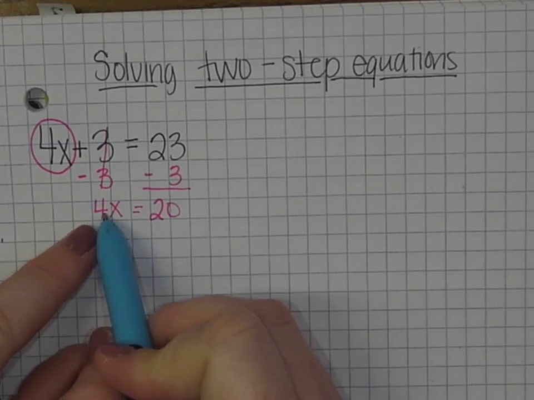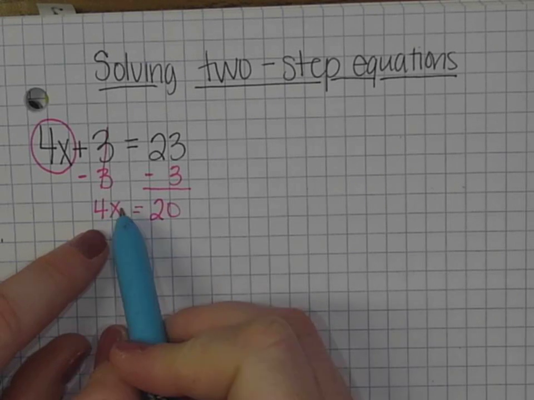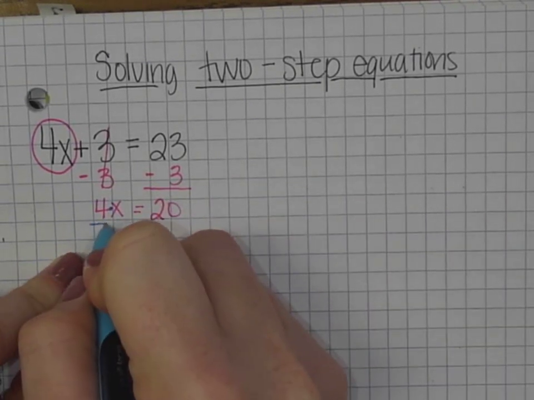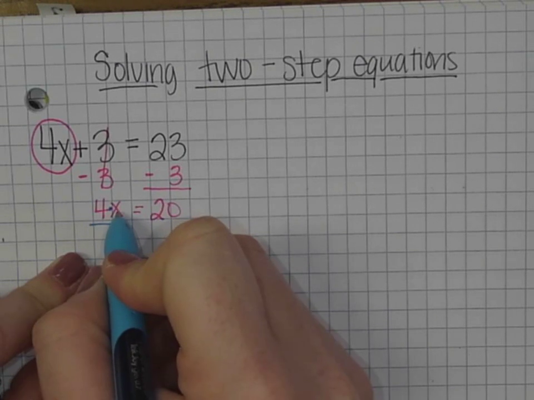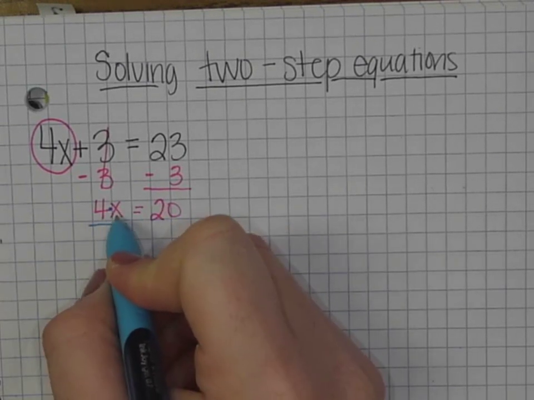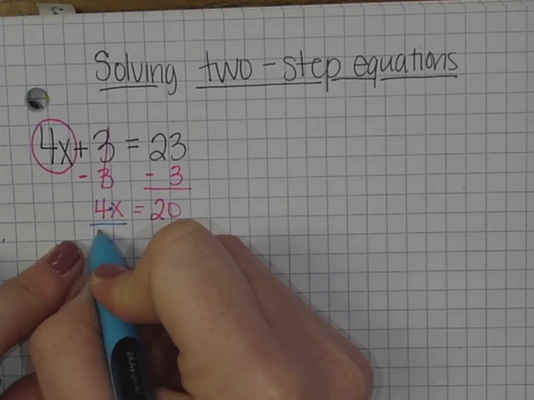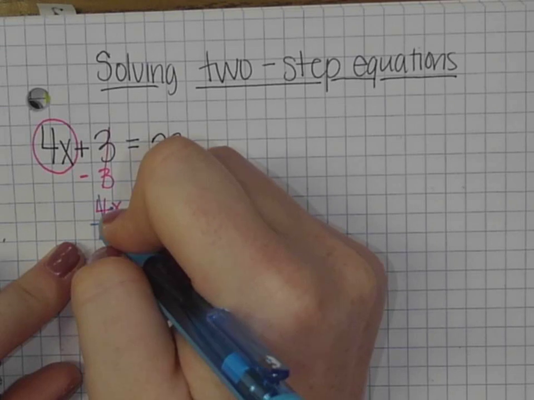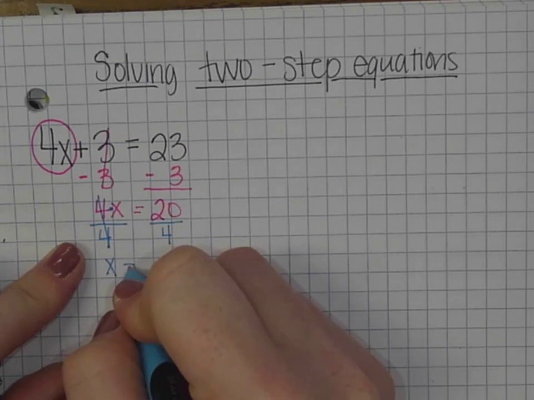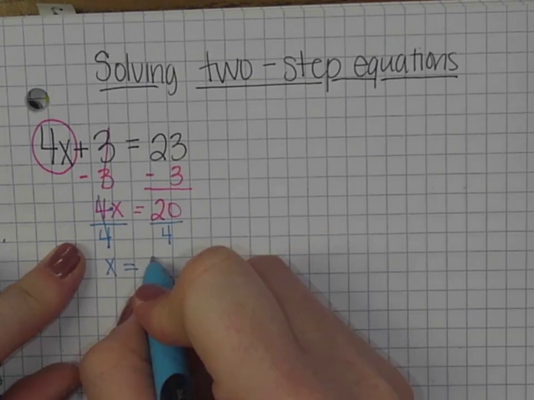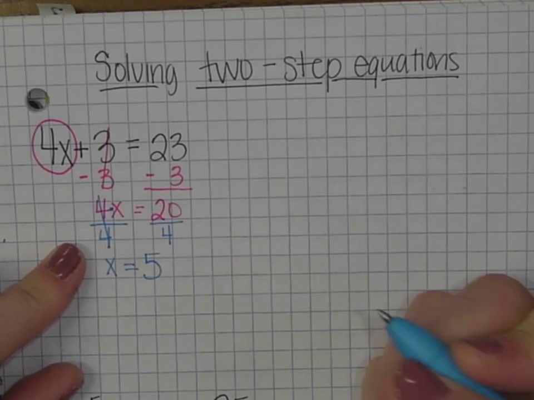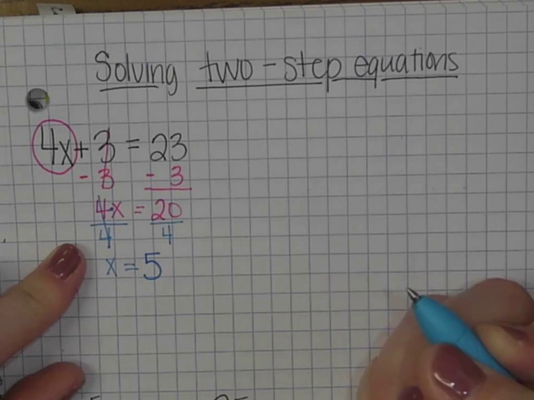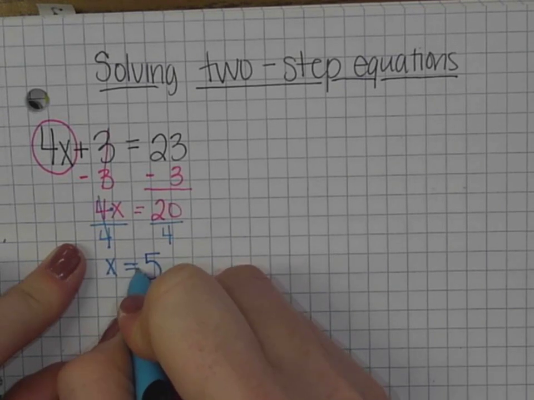Now remember, when a number and a variable are right next to each other like that, that means multiply. So the inverse of multiply is divide. If it's 4 times x, I need to do the opposite of that to figure out this number. So the opposite of multiply by 4 would be to divide by 4. So x equals 20 divided by 4, which is 5. So x would equal 5.